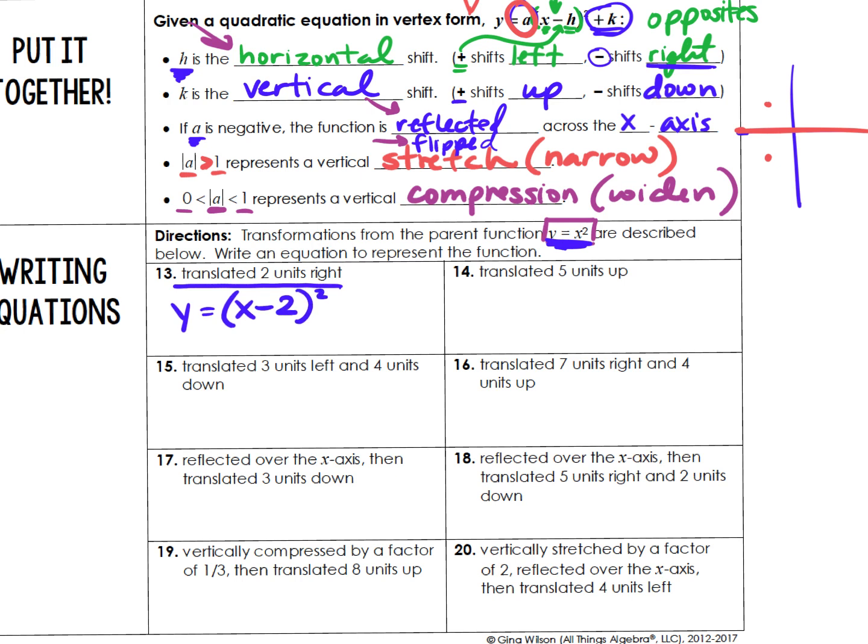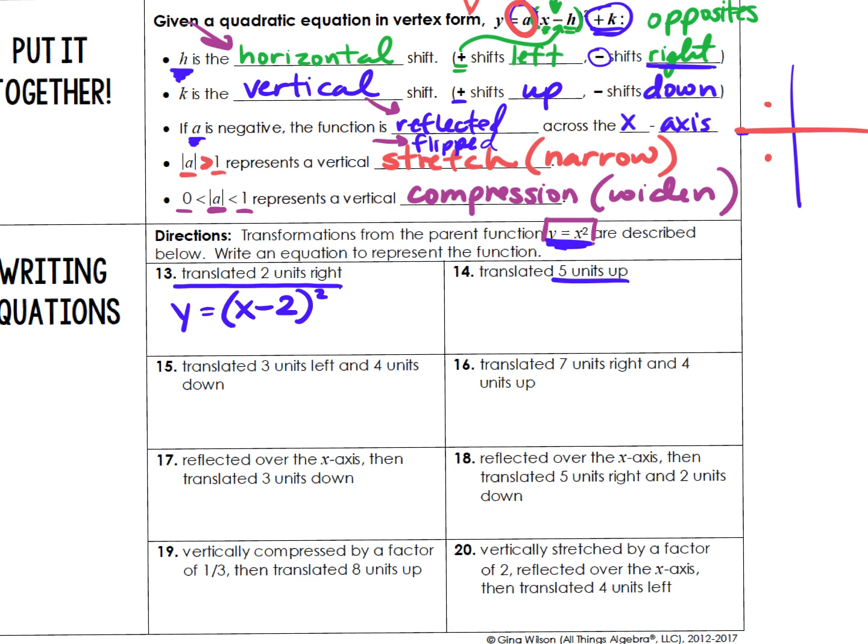It's opposite when it's inside. And then you square that. Is anything going to come out here? Did it tell us to go up or down? No. So you put nothing there. So your equation is just x minus 2 squared. Okay, that was left and right.